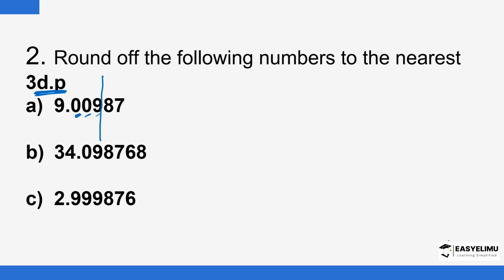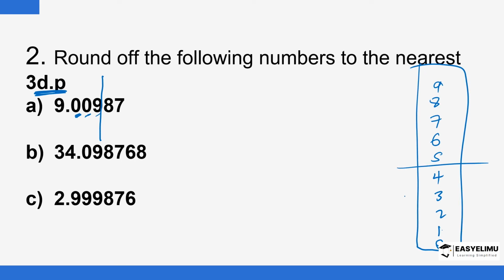So again, we have our digits ranging from 0 to 9. So 0, 1, 2, 3, 4, 5, 6, 7, 8, 9. These are the lower category group of digits, and we have these ones, the upper category group of digits from 5 to 9. So you look at the digit after the cutoff line. Does it fall in the lower category or in the upper category? 8 falls in the upper category group, and therefore we're supposed to increase the digit before the cutoff line by 1. So 9 here is supposed to be increased by 1.